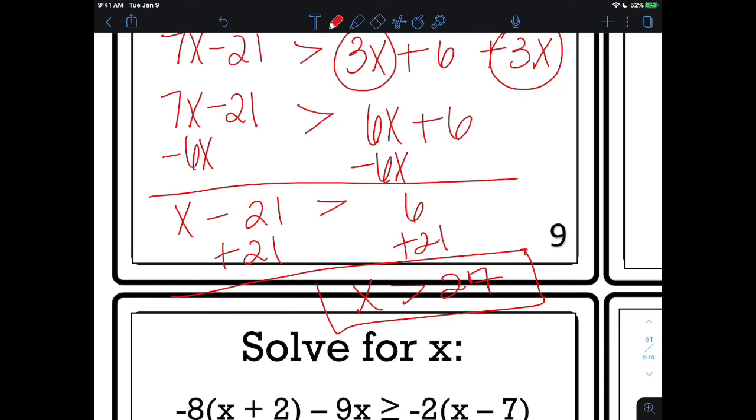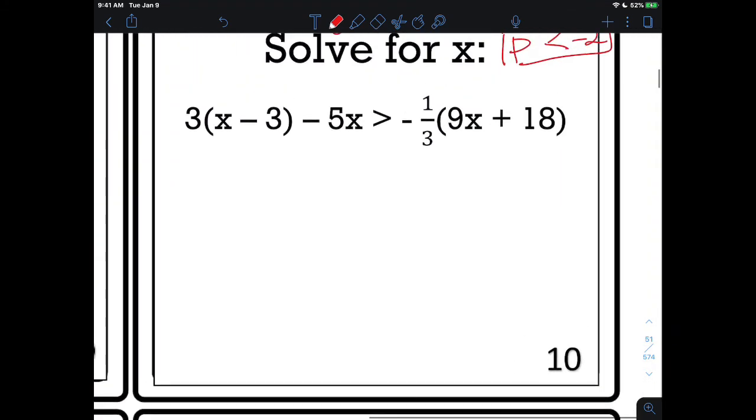How did I know there wasn't going to be a great divide? Well, there's a 1 here. We don't have to divide by that 1. It'll stay the same. Okay, over here.